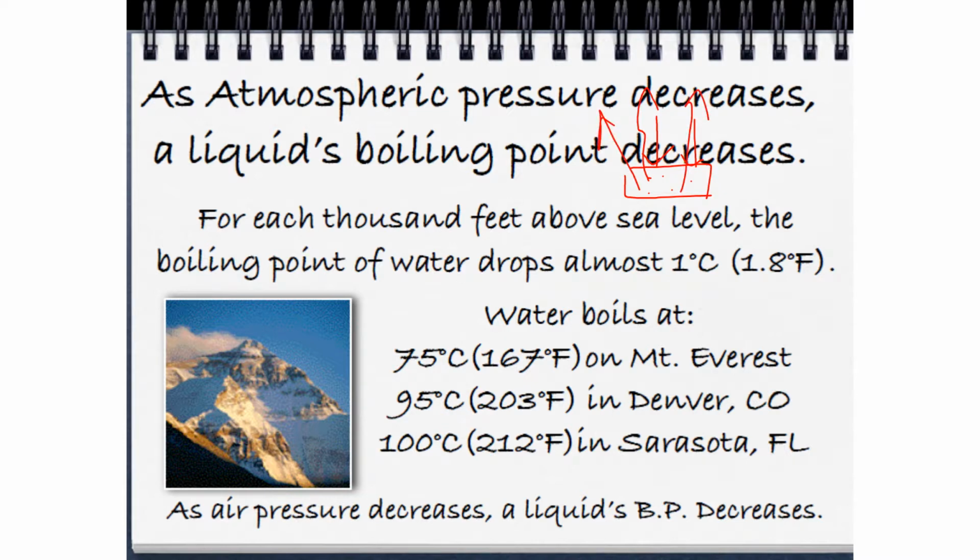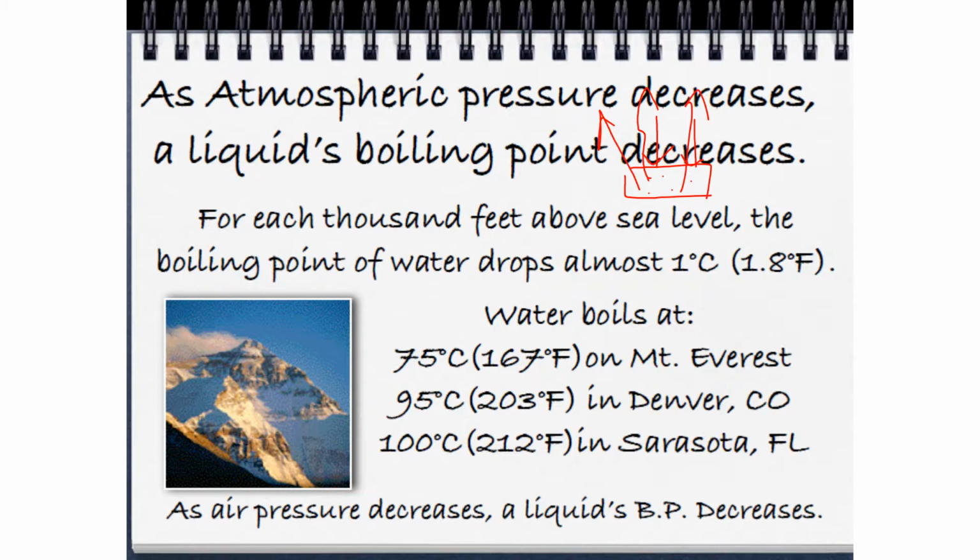For each 1,000 feet above sea level, the boiling point of water drops almost 1 degree Celsius. Water boils at 75 degrees Celsius on Mount Everest, 95 degrees Celsius in Denver, Colorado, and 100 degrees Celsius in Sarasota, Florida. We in Sarasota are at a lower elevation.